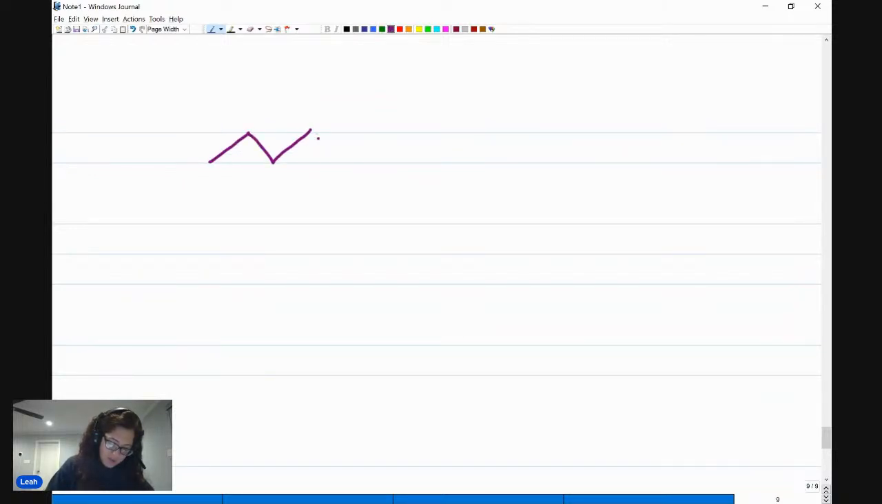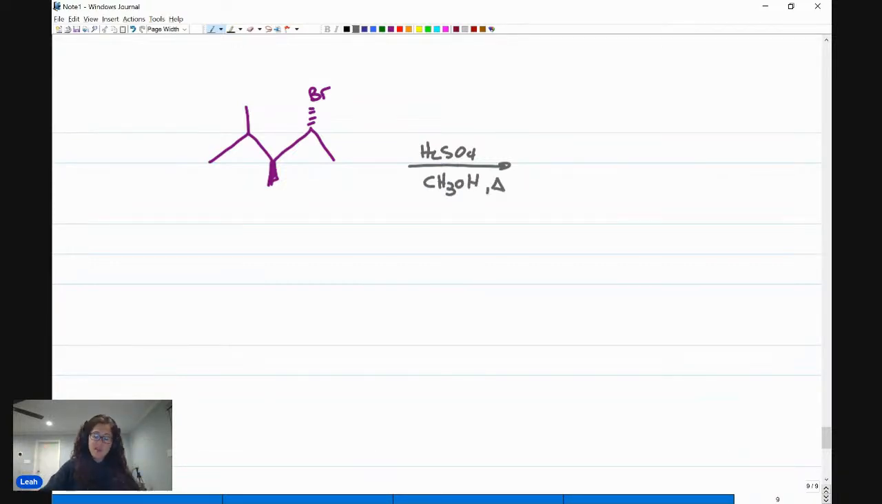Without showing the mechanism, because all your professor is asking for is the product, you are given this molecule with a methyl group here. That one's achiral, so that doesn't matter. And a bromine here. You're given reaction conditions as follows: H2SO4, CH3OH, and heat. We see that we have H2SO4. That's a source of H plus in solution, an acid catalyst. That immediately tells you acid solution, no strong base. It cannot be an E2 reaction. It would have to be E1.